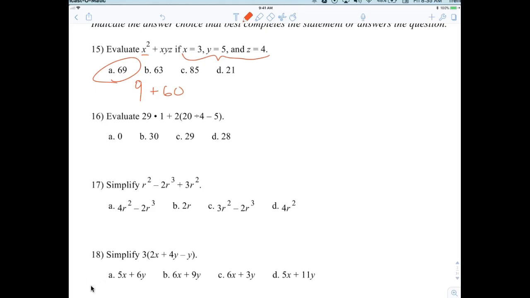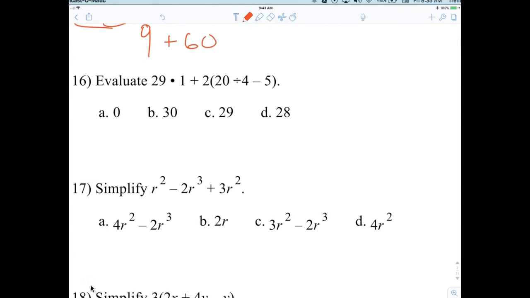All right. Again, some order of operations. So right here is 29 plus. Now do what's inside the parentheses. 20 divided by 4 is 5, minus 5 is 0, times 2 is 0. Pretty straightforward.